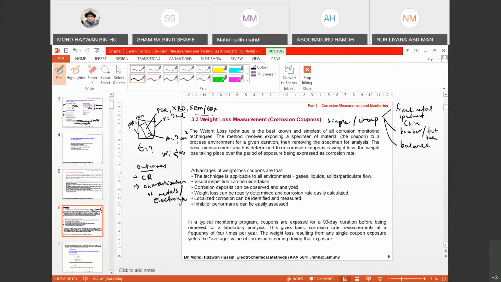Loss can be readily determined, and the corrosion rate can easily be calculated. Localized corrosion can also be identified and measured. And finally, the inhibitor performance can easily be assessed. You can compare bare metals without any inhibitors in a corrosive environment with another set where you add inhibitors, and you can see the difference. But of course, this method has several disadvantages.